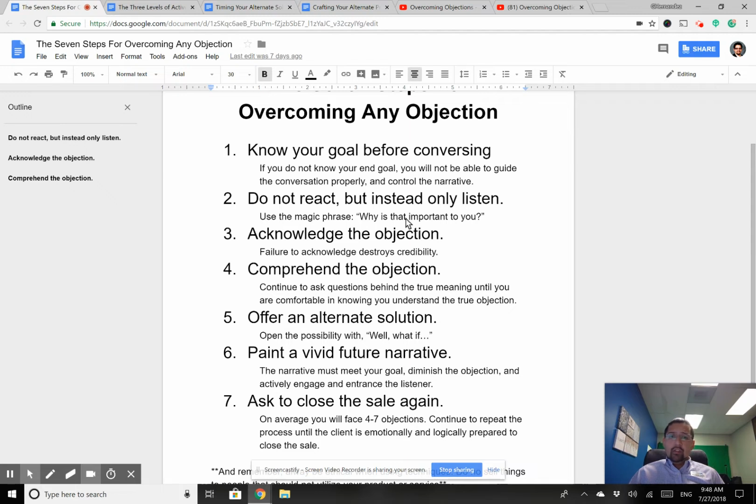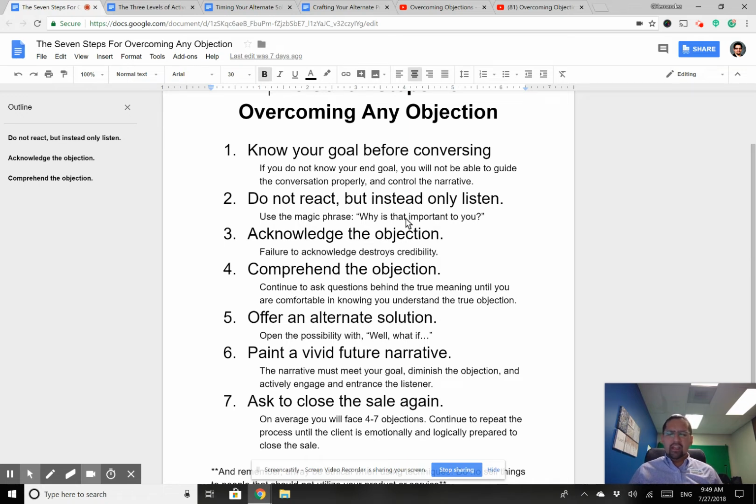Number 2, don't react. Listen. And this is a problem for most human beings. This is not just salespeople. This is everyone in general. We immediately start to think, how can I react? How can I respond to what someone's about to say? And you see, overcoming an objection is not that. It's not an immediate reaction. If you are reacting immediately, that is an argument. You're creating an argumentative situation.